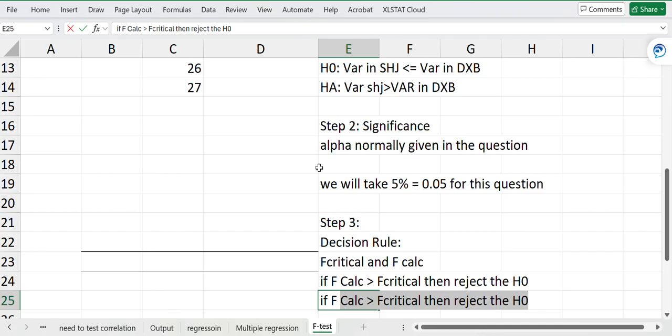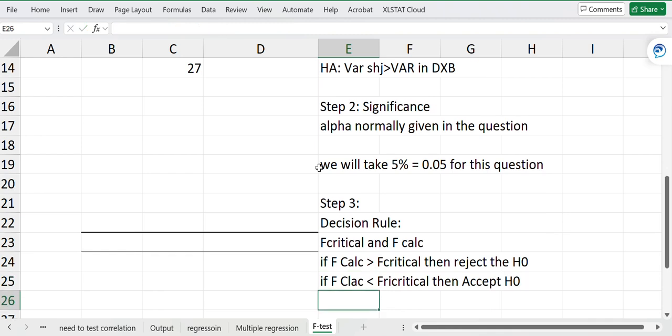If F calculated is less than F critical, then accept H naught. Very simple. The rule is very simple. Whatever you calculate, if the calculated value is more than the critical value, we will reject the null. If the calculated value is less than the critical, we will accept the null.